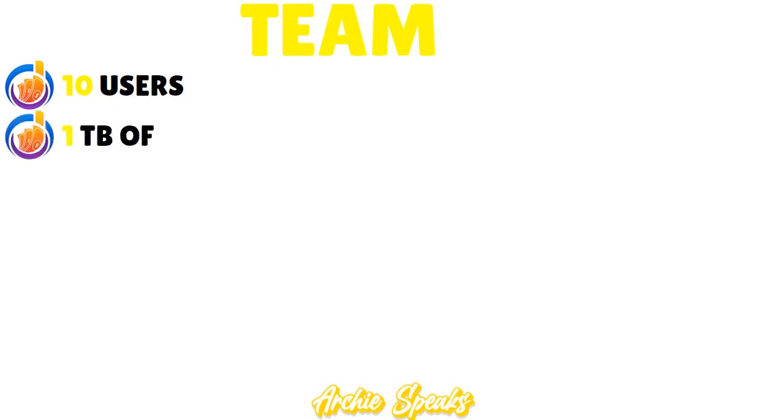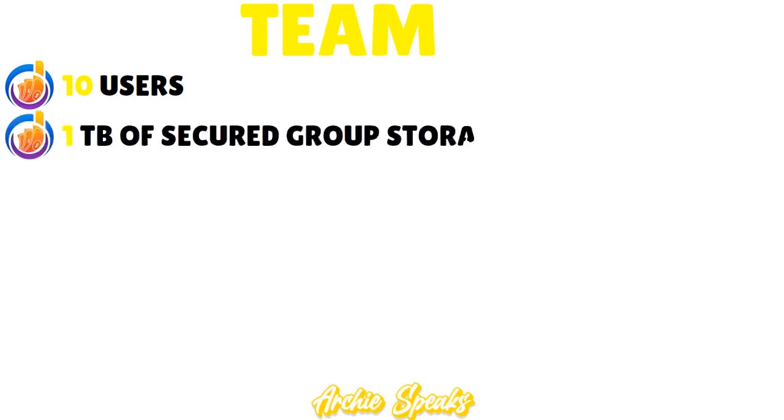Let's talk about the team. I'm still talking to you about the pricing. So when we talk about the team pricing tier, you have 10 users. Okay, for the professional, you have 1 user. But for the team, you have 10 users, and you have 1 terabyte of secured group storage.